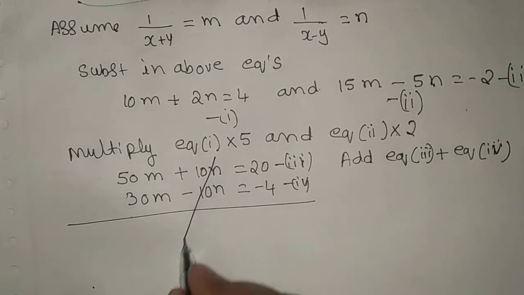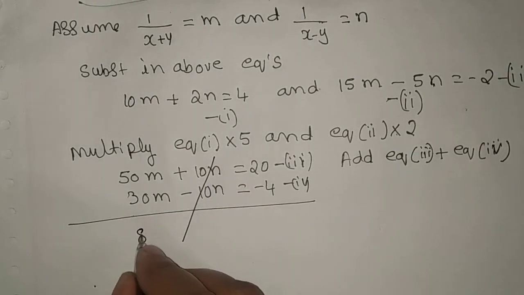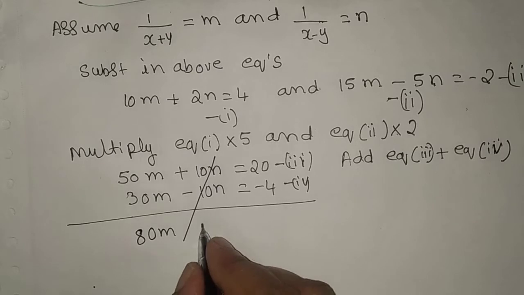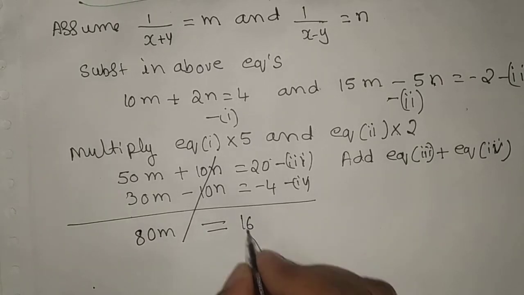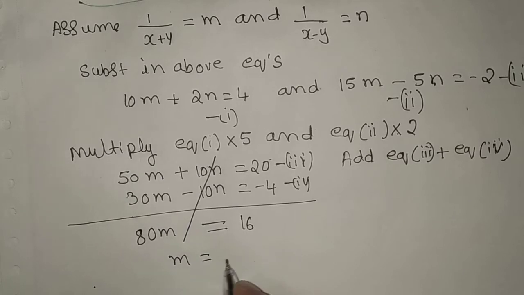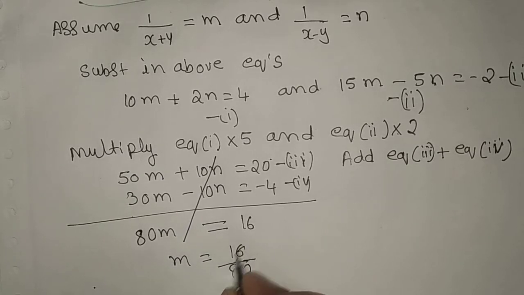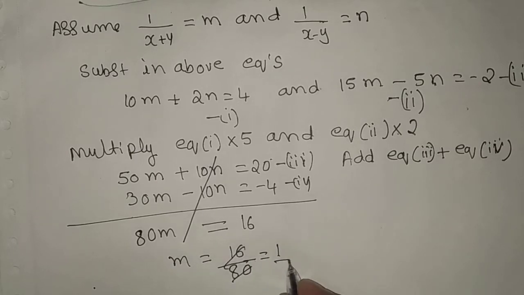Now what happens? This cancels. We get 80m is equal to 20 minus 4, which becomes 16. Therefore m is equal to 16 by 80. 16 ones are 16, 5 sixteens are 80, we are getting 1 by 5.